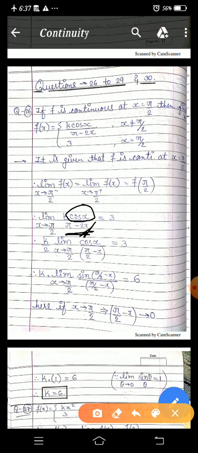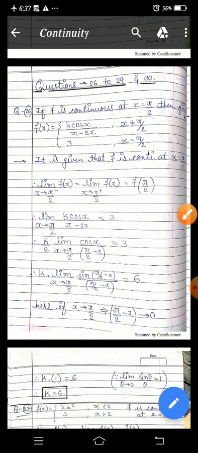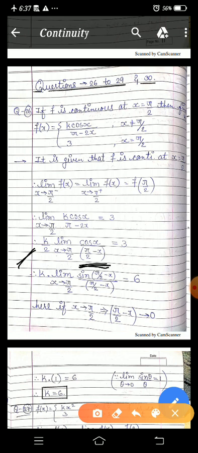So by taking 2 common from the denominator, k by 2 will be outside the limit, and limit x tends to pi by 2 will be there. In the numerator cos x will be there, and in the denominator we have taken 2 common, so the first term becomes pi by 2 from that pi minus as it is, and the second term becomes x instead of 2x, must be equal to 3 as it is.